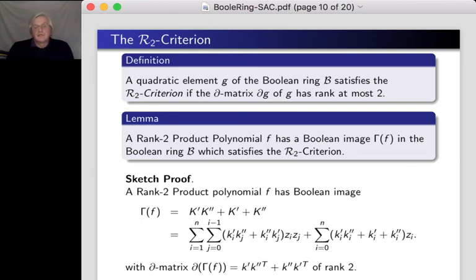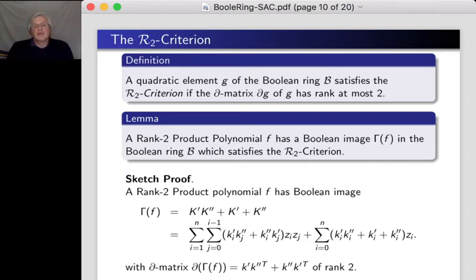Okay, so generalizing that idea, we can say the quadratic element of the Boolean ring satisfies the R2 criterion if its partial matrix has rank at most 2. And as we saw in the previous example, a rank 2 product polynomial has a Boolean image, gamma of f, in the Boolean ring, which satisfies this R2 criterion.